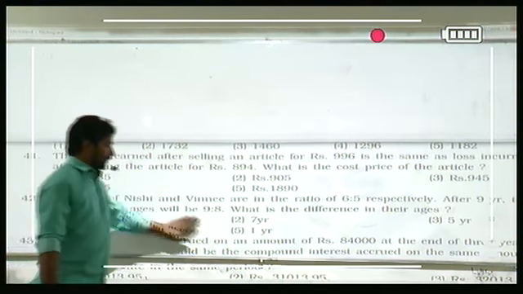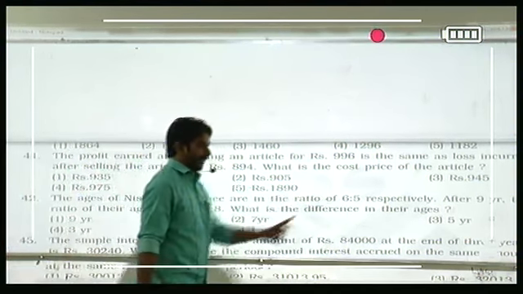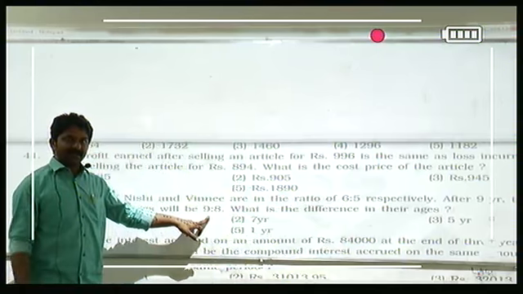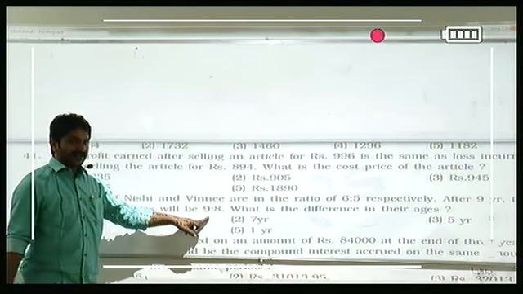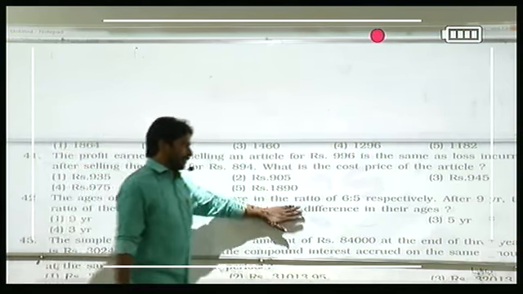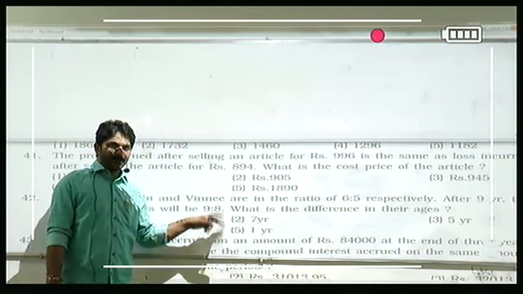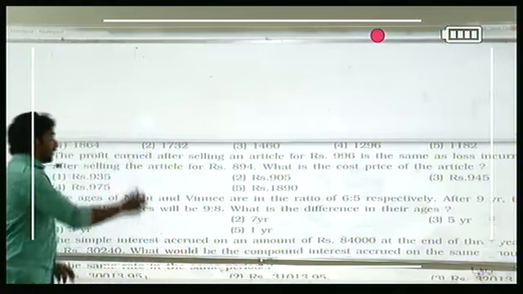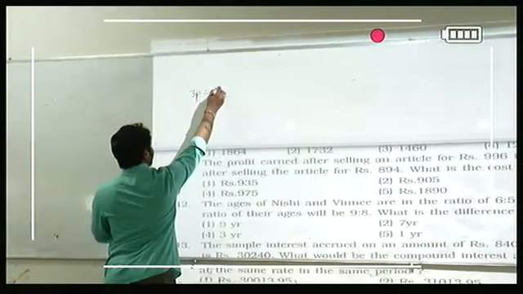Next, the ages of Nisha and Vinny are in the respective ratio 6:5. After 9 years, the ratio of their ages will be 9:8. What is the difference in their ages? First person, initial ratio 6 parts and then becomes 9 parts, increased by 3 parts when you add 9 years. Second person, initial value 5 and now it becomes 8, again increased by 3 parts when you add 9 years.